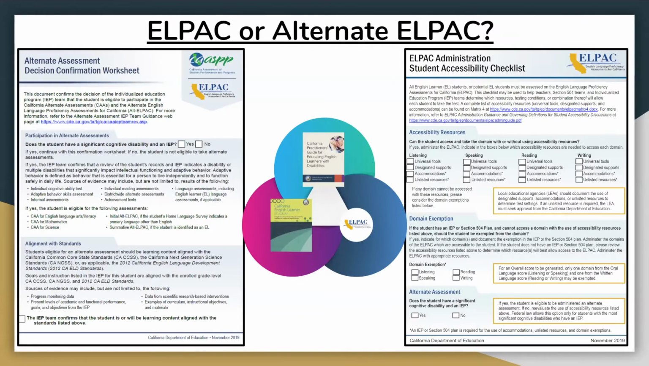In December, this particular sheet did come out from the California Department of Education. You see before you the alternate assessment decision confirmation worksheet, in addition to an ELPAC administration student accessibility checklist. We hope that teams are gravitating towards these to help have those difficult conversations as to what particular tools are necessary, and again, to ensure that assessments are accessible.